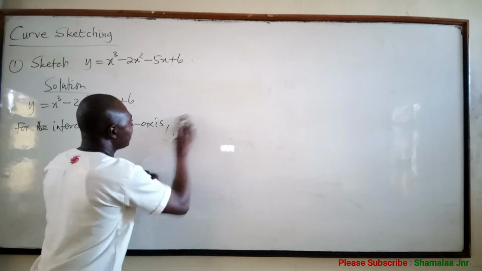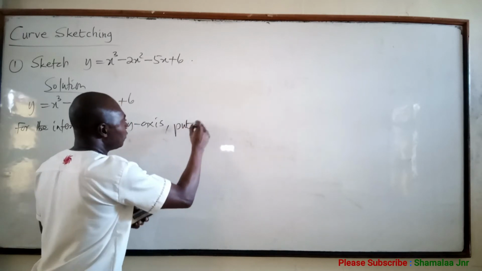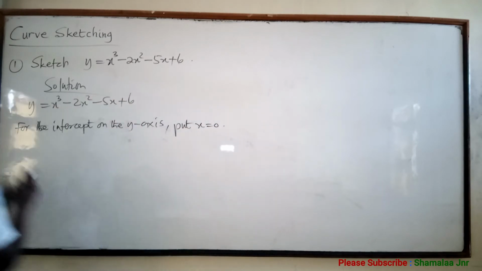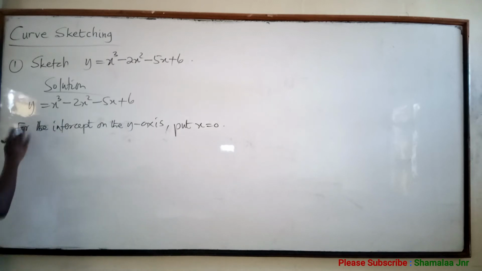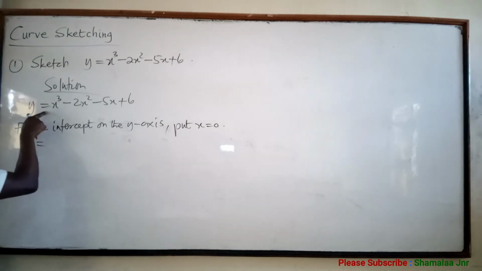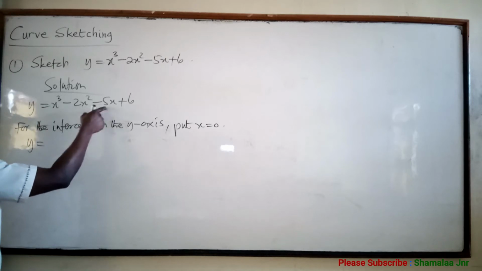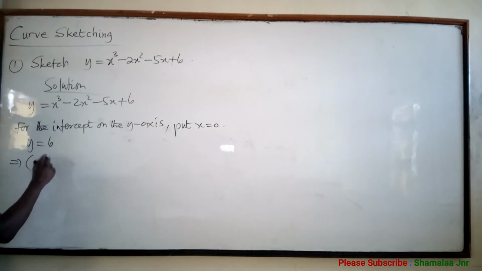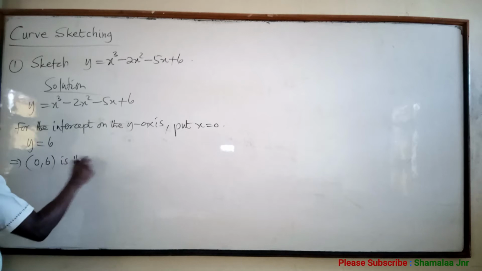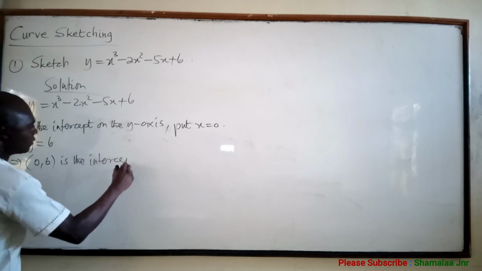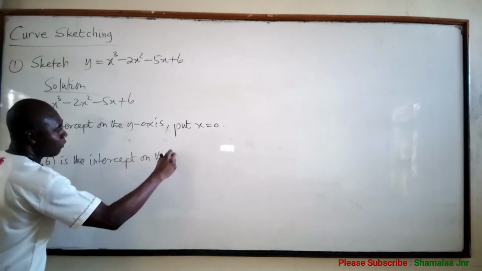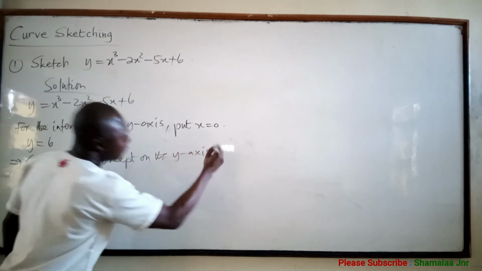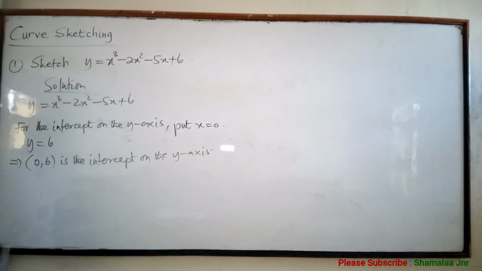So let me write it where you put x equal to 0. So this means that from here, if you put x equal to 0, y will be equal to 6. This implies that (0, 6) is the intercept on the y-axis.